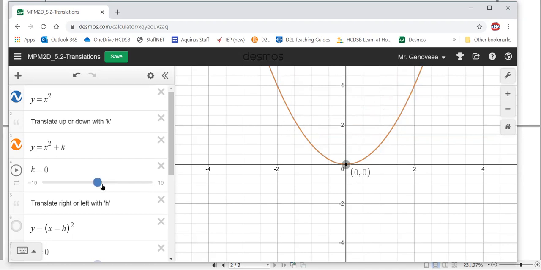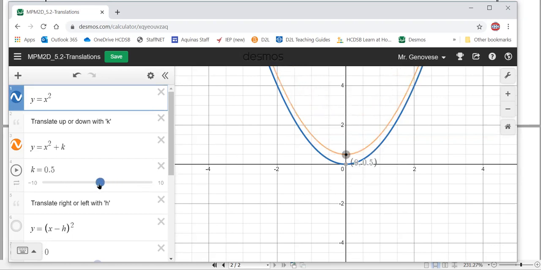And then I'm going to take all those y values and move them up. So the key point is the vertex. Notice the vertex has gone from 0, 0 to 0, 3. It used to be down here at 0, 0. Now it's at 0, 3, and look at the k value.